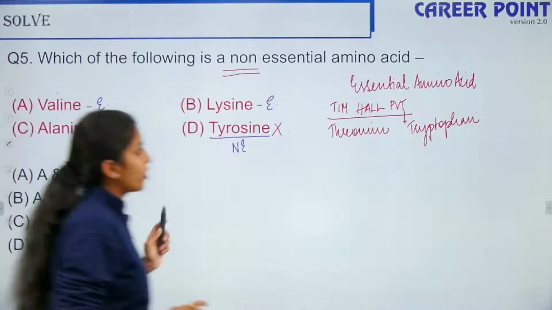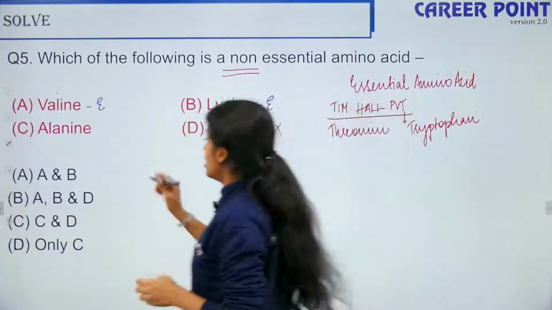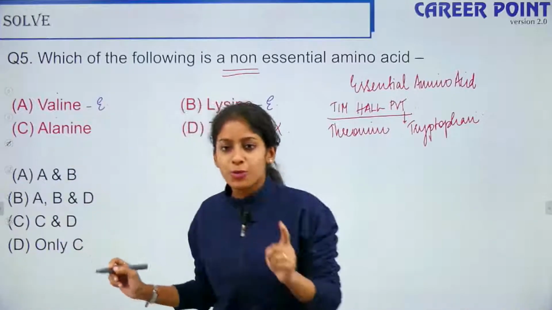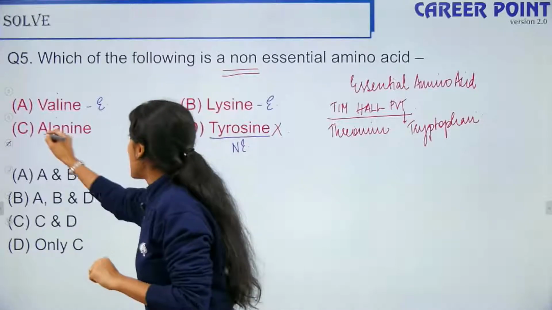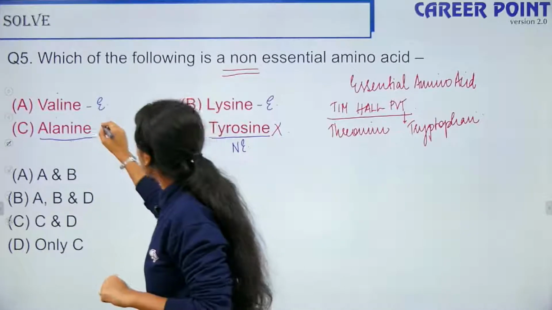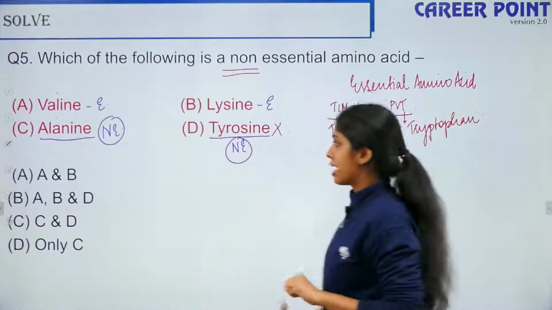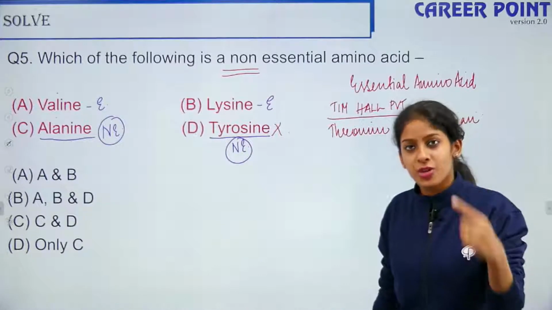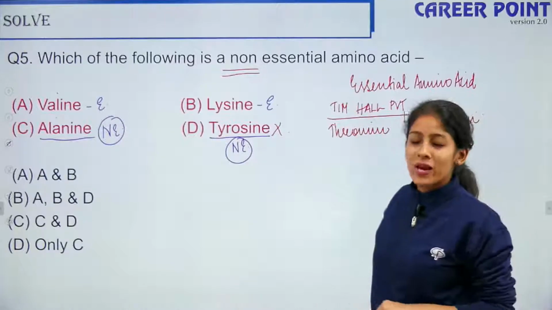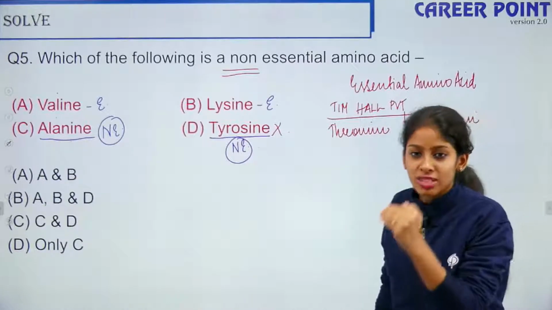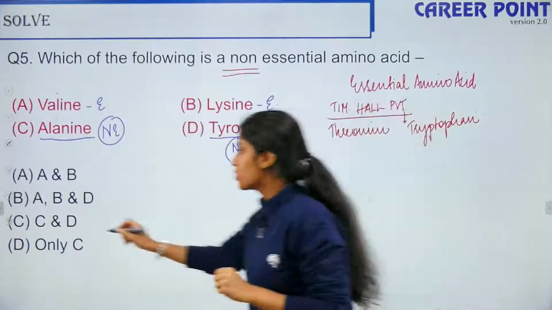Okay, I found out the mistake. So yes, those who said option C is absolutely right. Alanine is non-essential and tyrosine is non-essential. So alanine is one amino acid. It can be synthesized in trace amount by your body as well, and it has to be supplied through diet as well. Yes, C was the right answer.